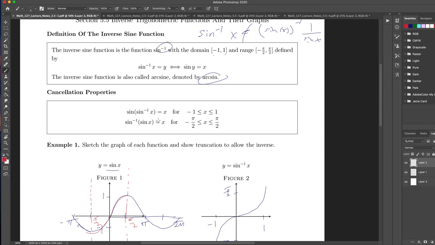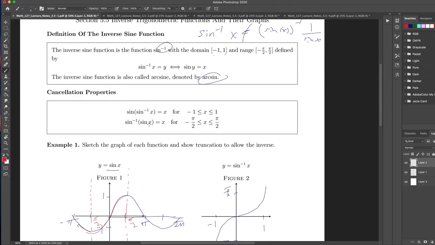So then we get our cancellation properties here. If I take inverse sine of x, and then take the sine of x, well, that should give me x. But now we have to be very careful about what is allowed in its domain. The domain of inverse sine of x is only from -1 to 1, and so I have to restrict that this is true only between my domain.